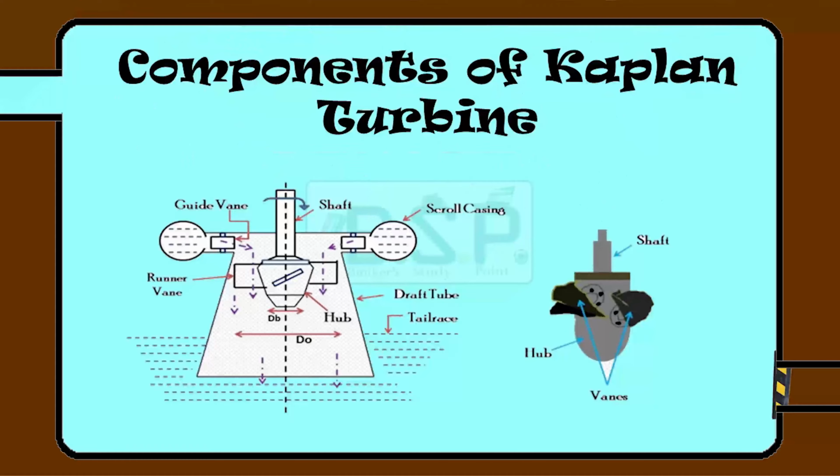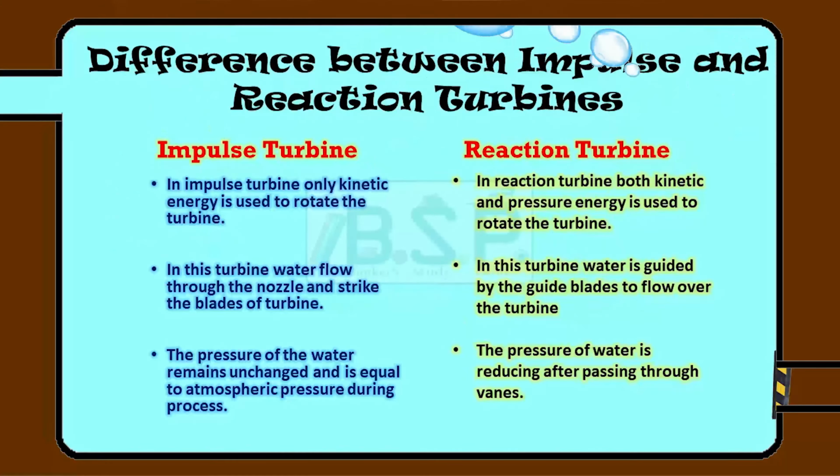Now let's have a look at a very important topic, the difference between impulse and reaction turbine. The first difference is that in impulse turbine, we only use the kinetic energy to rotate the turbine, while in reaction turbine, both kinetic and pressure energy of water is used to rotate the turbine.